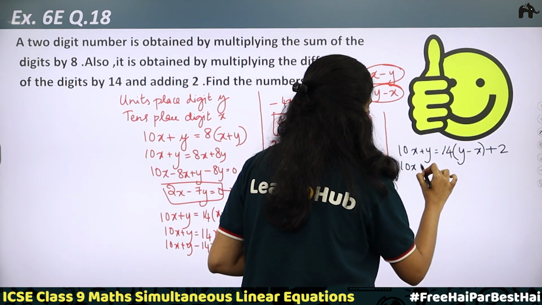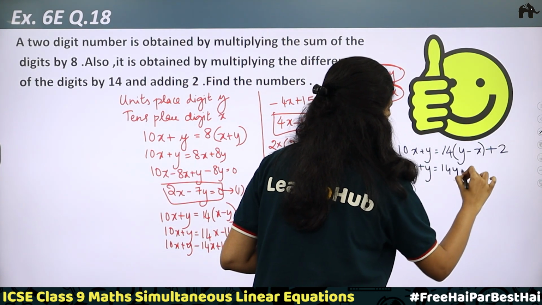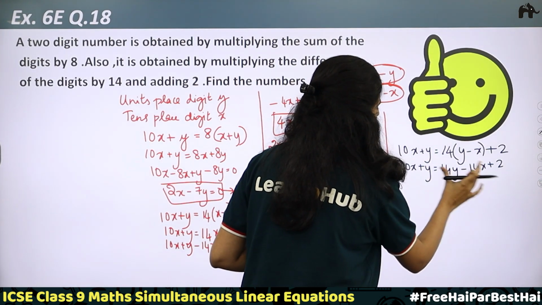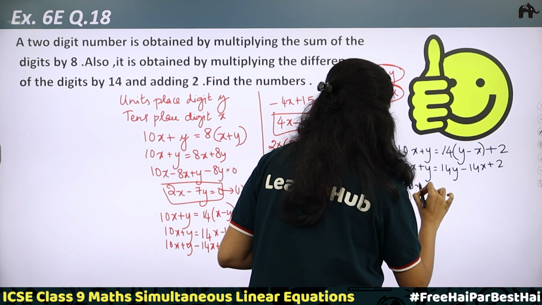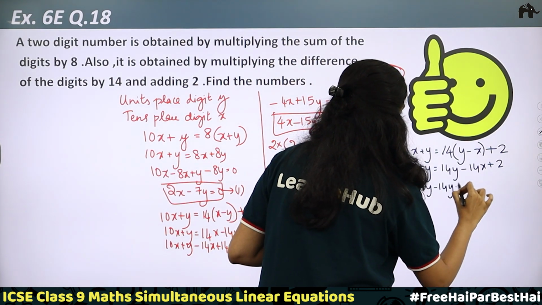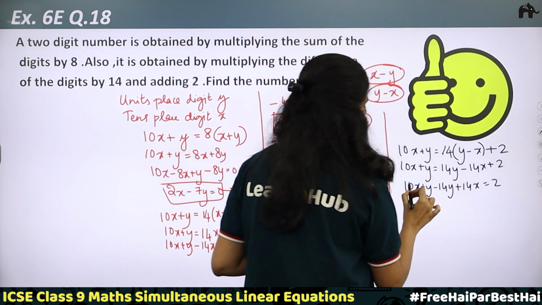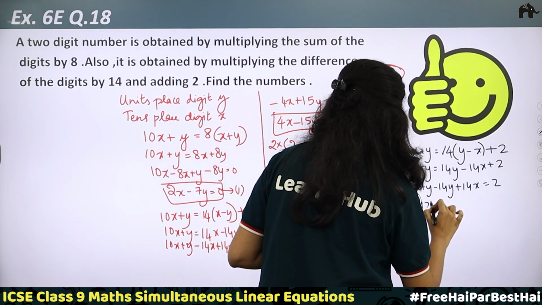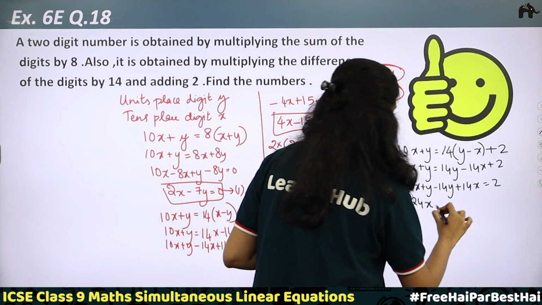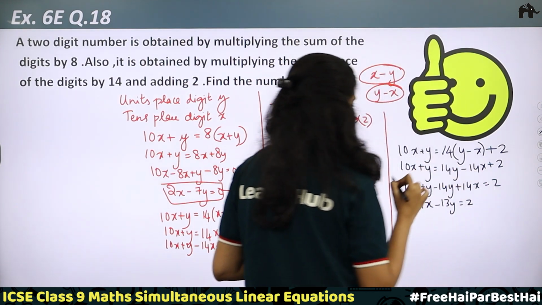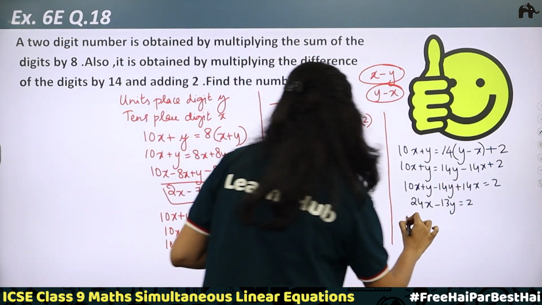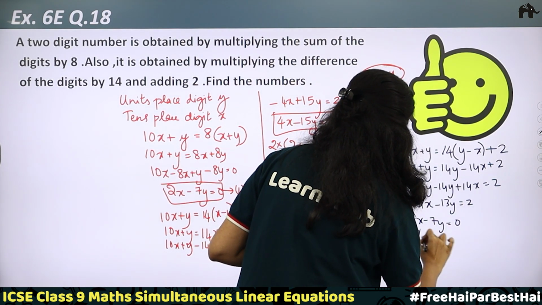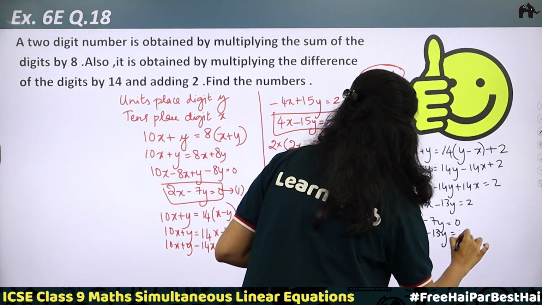So 10x plus y is equal to 14y minus 14x plus 2. So taking the variable containing terms to the left hand side, 10x plus y minus 14y plus 14x is equal to 2. 14x plus 10x, what is it? You will be getting 24x. y minus 14y is minus 13y, is equal to 2. So now we can take the first equation, that is 2x minus 7y is equal to 0. Second equation is 24x minus 13y is equal to 2.